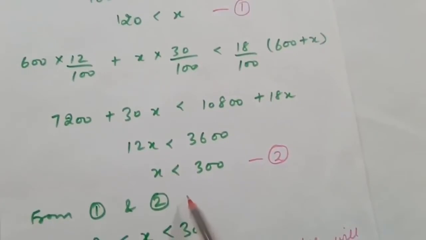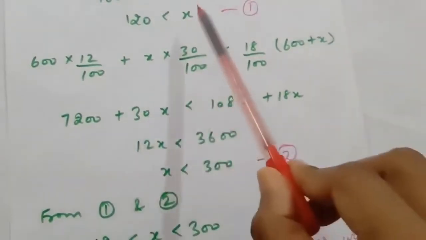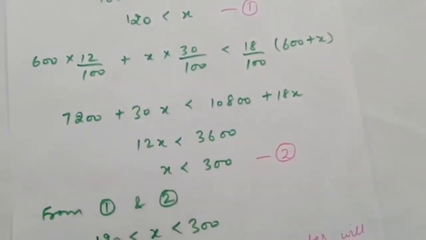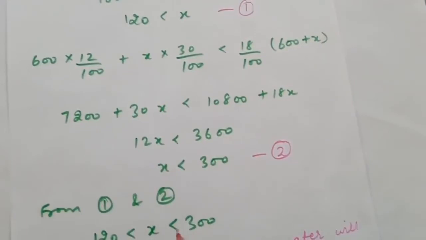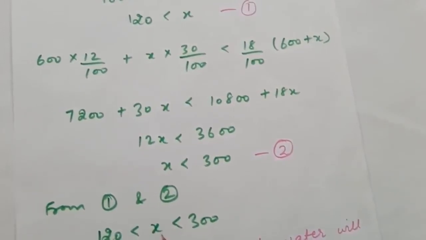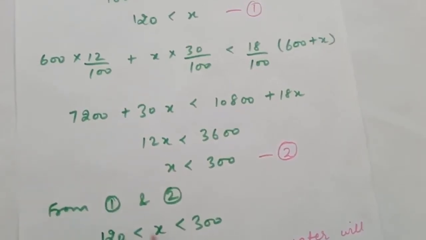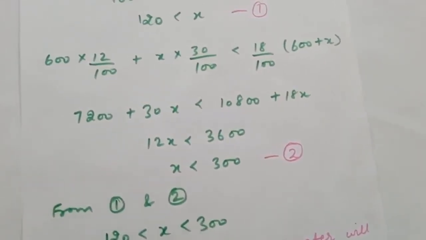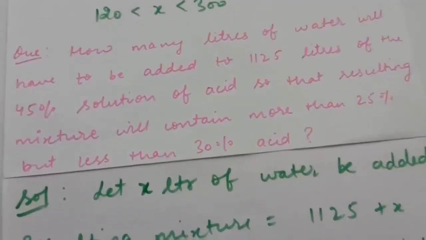Now from 1 and 2, when you take the intersection, you will find x is greater than 120 and less than 300. This is what we wanted to find, right? We have to find that x liter, which we have assumed, how much x liter of solution is to be added. So it should be more than 120 but less than 300. Clear? I hope you understand that question.